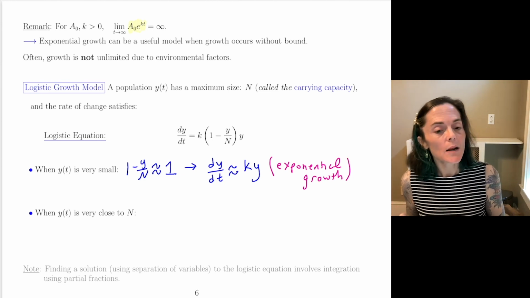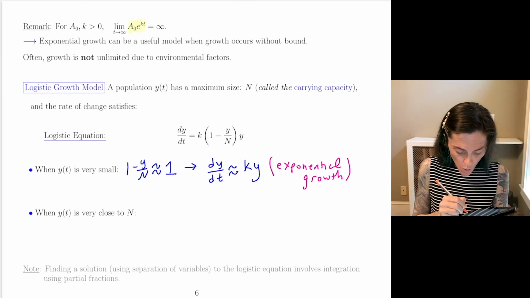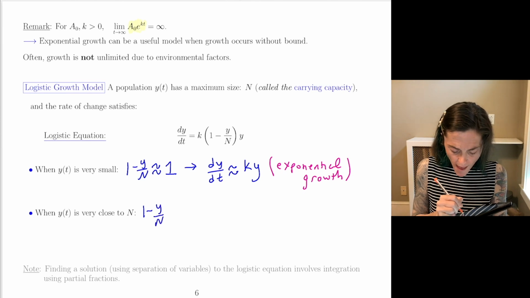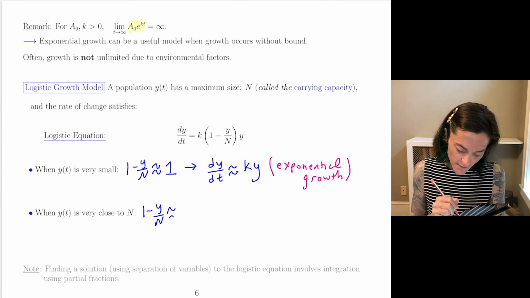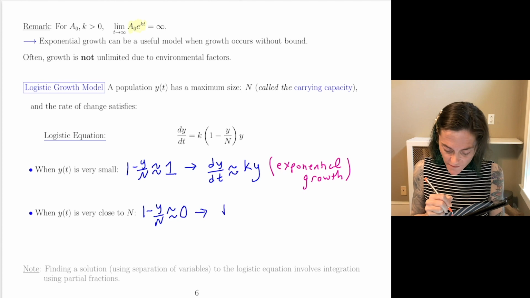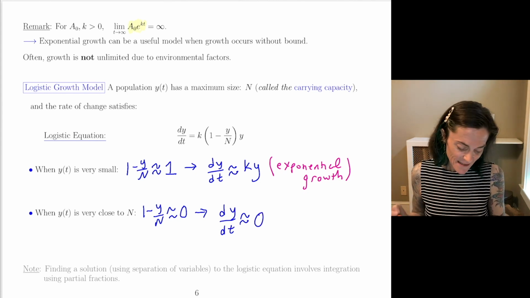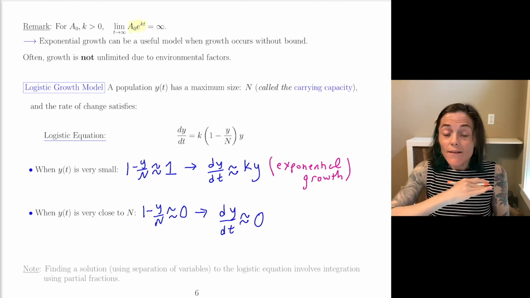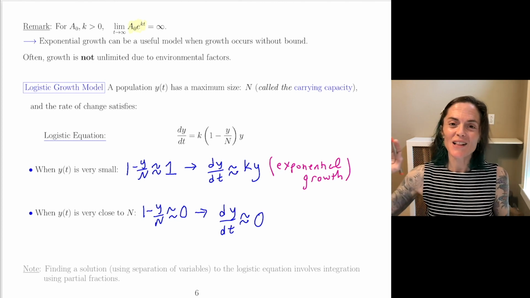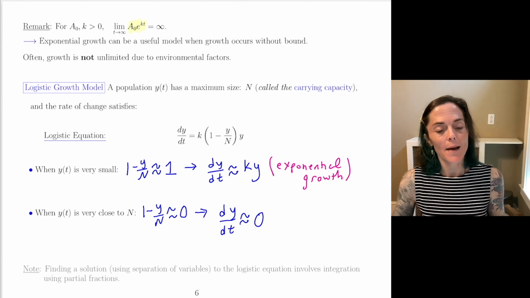Close to. But when y is close to the maximum value, well, you see this 1 minus y over N, y is very, very close to capital N. So this is very close to 0. And the rate of change of y with respect to t is very close to, well, 0. So this is what you can think about this growth model. Initially, for a very small population, we see something that looks like exponential growth, but then it starts to slow down as you get close to this carrying capacity.